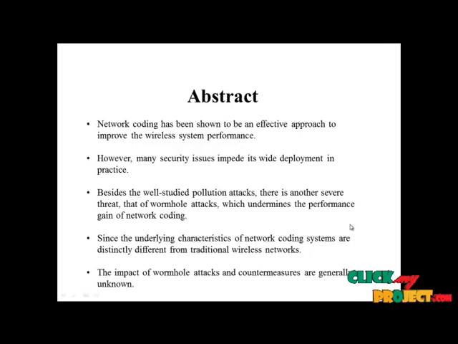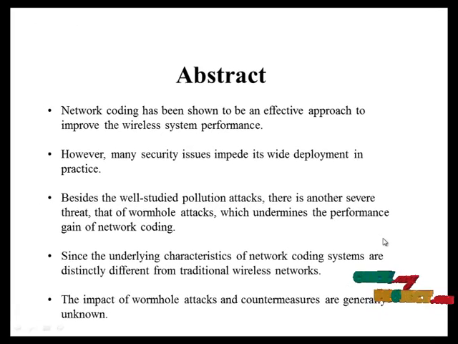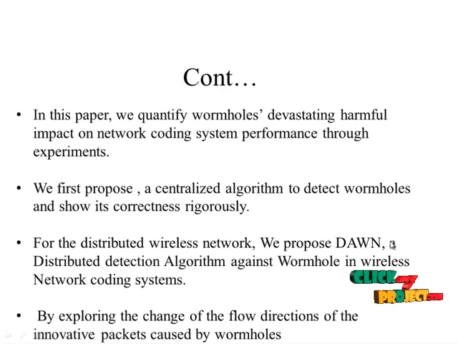Besides the well-studied collision attack, there is another severe threat, that of wormhole attacks, which undermines the performance gain of network coding. Since the underlying characteristics of network coding systems are distinctly different from traditional wireless networks, the impact of wormhole attacks and countermeasures are generally unknown. In this paper, we quantify the devastating impact of wormholes on network coding system performance through experiments.